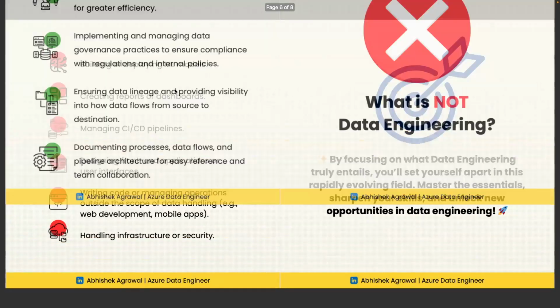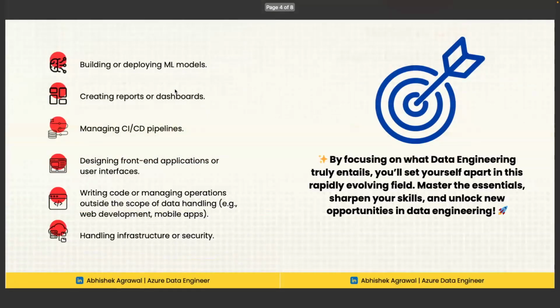What is not data engineering? Data engineering is not working on ML models, ML deployment, creating dashboard reports, creating CI/CD pipelines, creating front-end applications, managing infrastructure security, right? And then writing code or managing operations outside the scope, like web development, mobile application development. All of that is not data engineering.